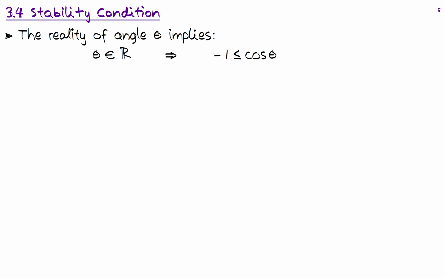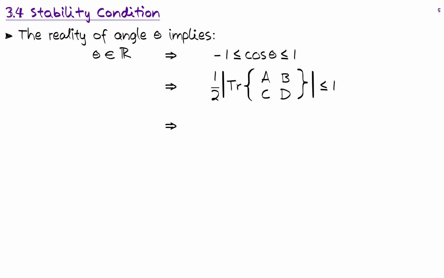And this is a beautiful thing, because now we can really make use of this. The reality of angle theta implies that the cosine of theta doesn't explode, so it is bound within these limits. If theta is a real valued number, cosine of theta will be oscillating between minus unity and unity. And now we can plug in the trace of the ABCD matrix, replacing the cosine theta with the trace of the matrix.